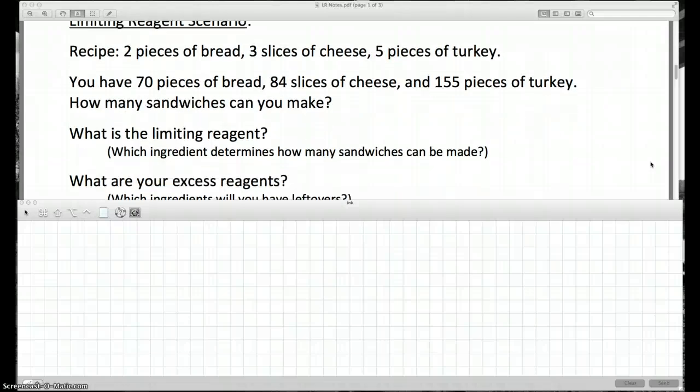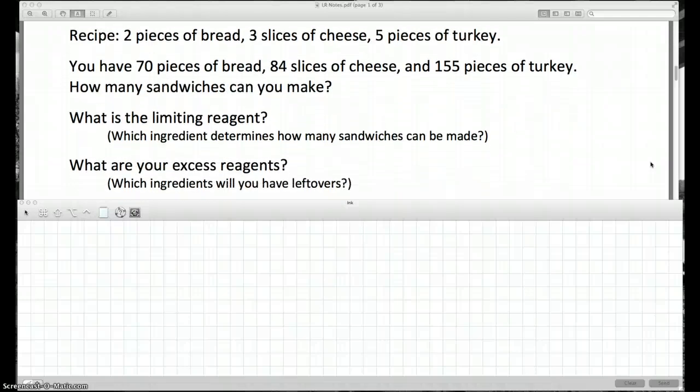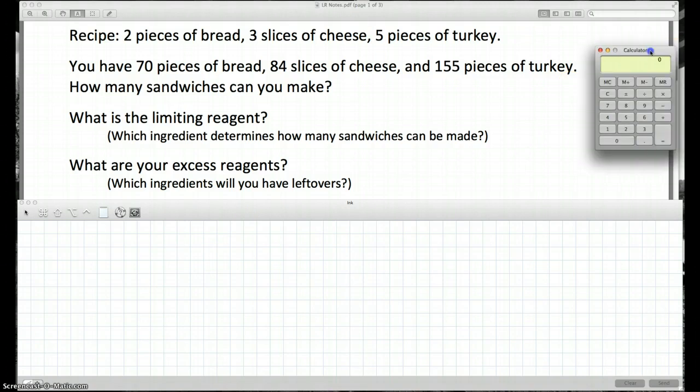Here's a little limiting reagent scenario. You have a recipe for turkey and cheese sandwiches. You work at some restaurant, making turkey and cheese sandwiches. The recipe is 2 pieces of bread, 3 slices of cheese, and 5 pieces of turkey. So that's a recipe, and the supplies, or the ingredients, you have are 70 pieces of bread, 84 slices of cheese, and 155 pieces of turkey. First question is, how many sandwiches can you make?